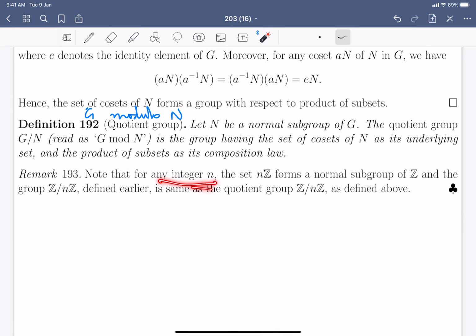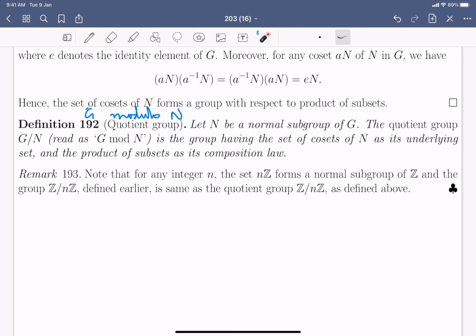It says that if you take an integer n, then this set nZ, we know that it forms a subgroup of Z. Moreover, we know that it forms a normal subgroup of Z. Why? Because this ambient group Z is abelian. And the group Z mod nZ that we have defined earlier is equal to the quotient group Z mod nZ. So why am I making this remark?